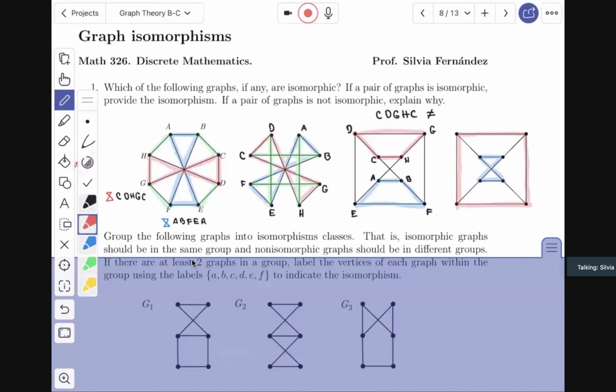So this, the red cycle here, is different to the one that I had in the first graph: C, D, H, D, and C. So that one doesn't work.